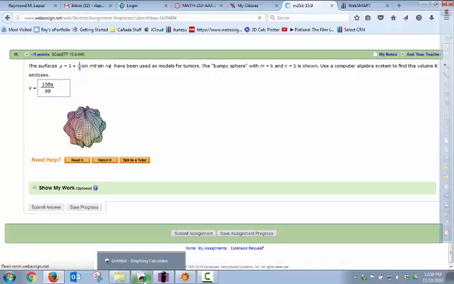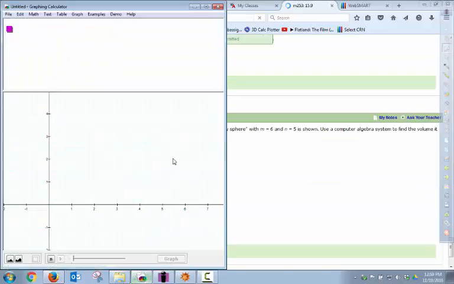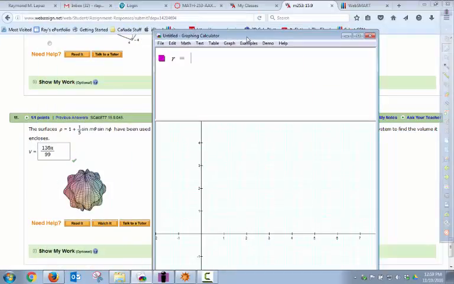Since we have this surface here, this looks like a cool surface to look at. This doesn't have rho. I think it sticks with r, but if you use phi and theta, it's going to understand that it's in spherical coordinates. 1 plus 1/5 sine 6 theta sine 5 phi.